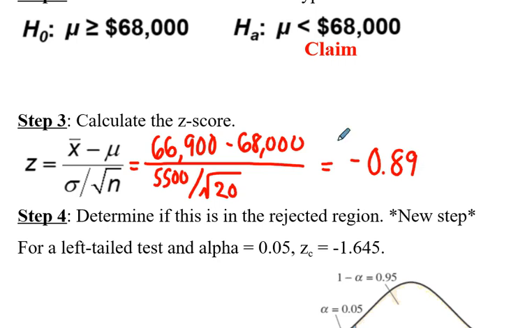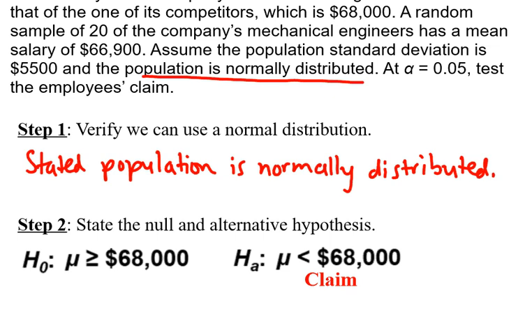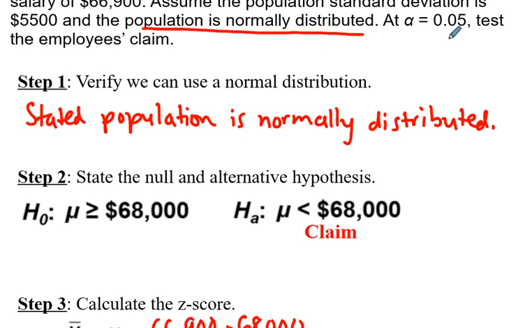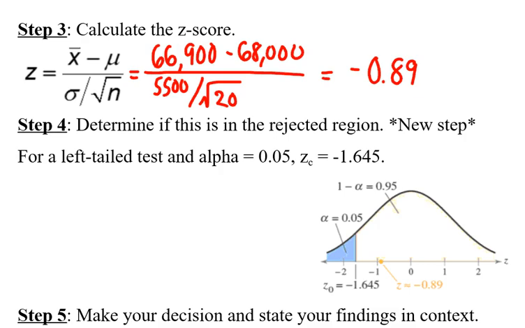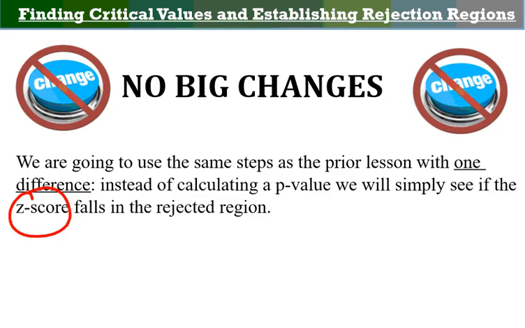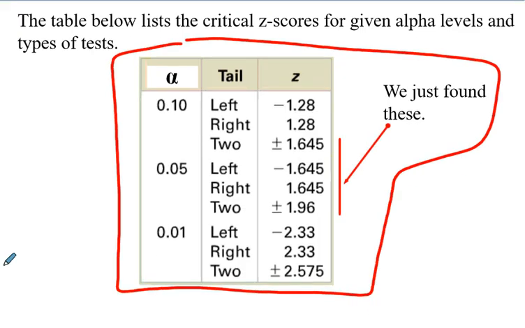This is the new step. In the prior section, we would find the p-value for this and see if the corresponding p-value is less than 5%. But we already know that for a 5% confidence level and a test that is left-tailed, the critical z-score is negative 1.645. If you go back here, you'd see it in our table. We have a left-tailed 5%.